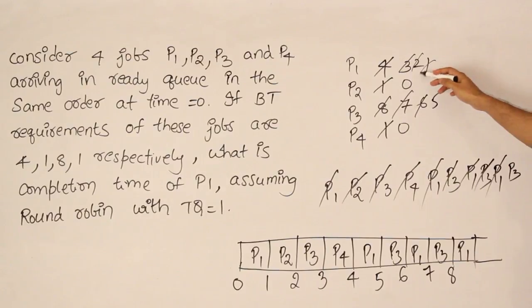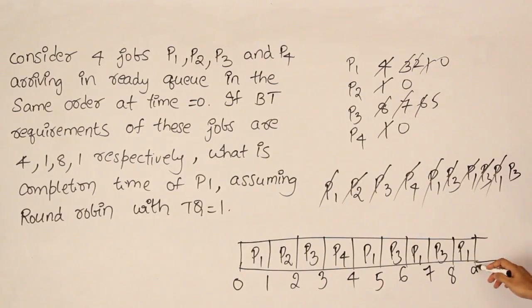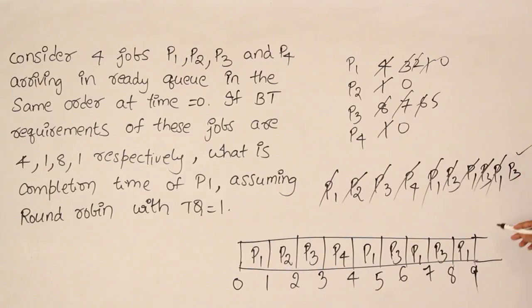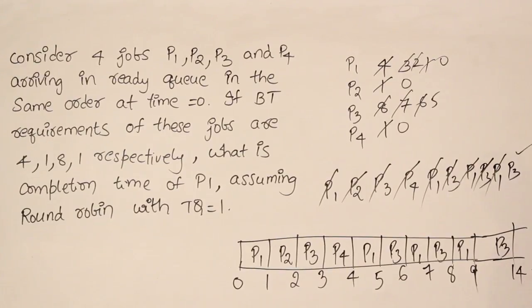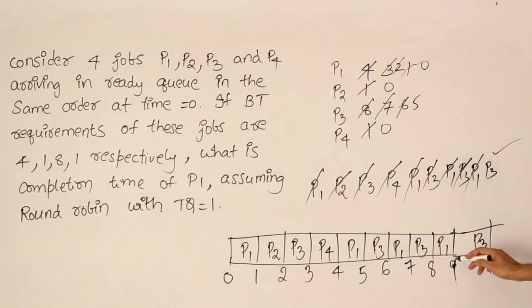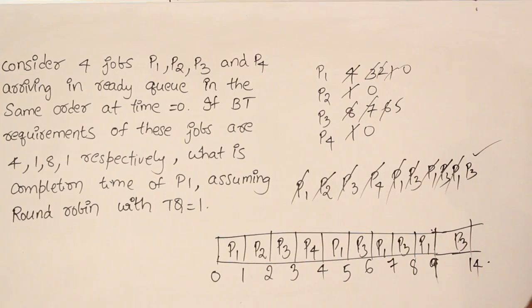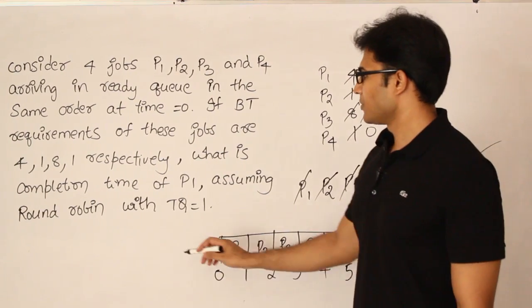And P1 will run for 1 unit, and therefore it is going to complete there. And should I put it back? No need. Therefore next, finally, P3 is going to execute for its completion. Since it is the only one, it can run for its completion, which means till 14 it can run and complete. So anyway, the completion time for P1 is 9. Got it? So that is what the completion time is.